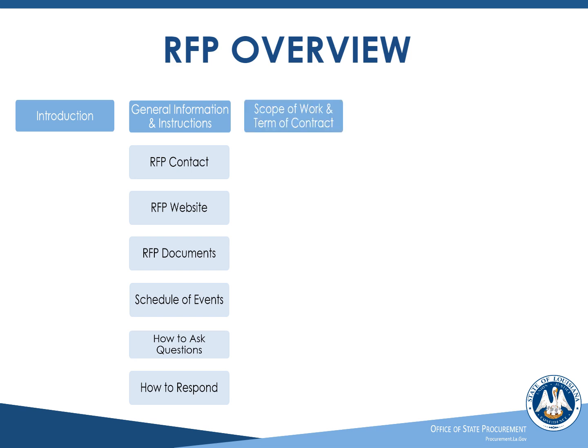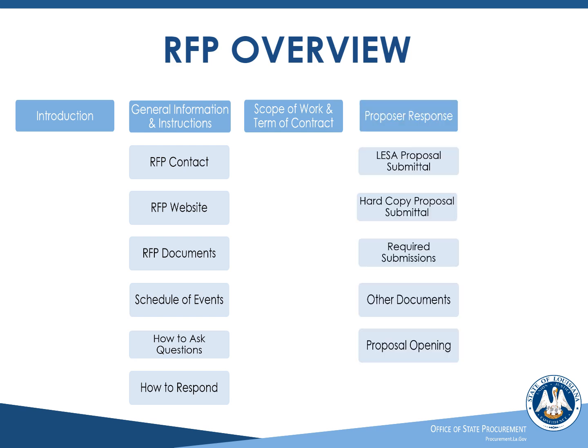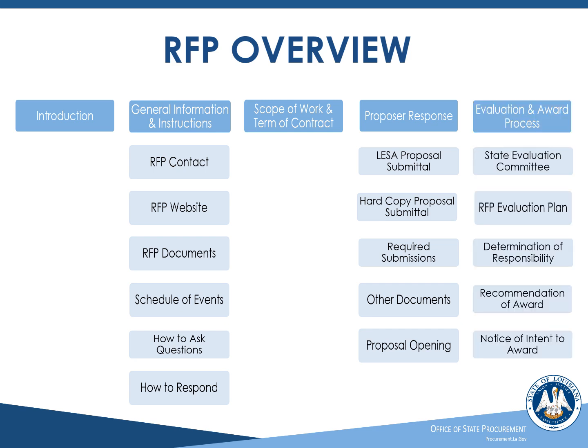The third section of the RFP overview is the scope of work and term of contract. This section details where the proposers shall find the scope of work within this RFP document and the agency's tentative start and end date for the contract. The fourth section is the proposer response. This section instructs proposers on how to submit their proposals through LISA or a hard copy. It also provides a list of required information that shall be submitted with their proposal and how to attend the proposal opening if they wish to do so. Lastly, Section 5 is the evaluation and award process. This section outlines the state's evaluation and selection process.